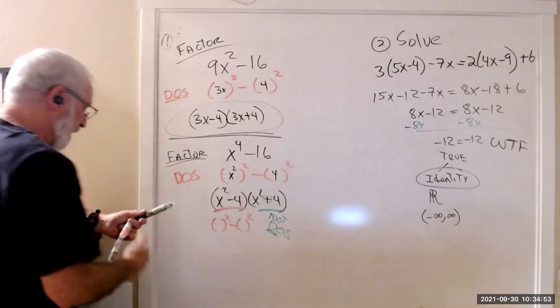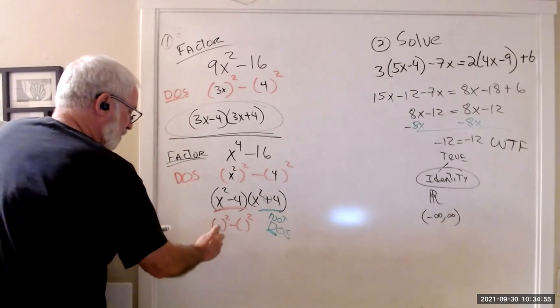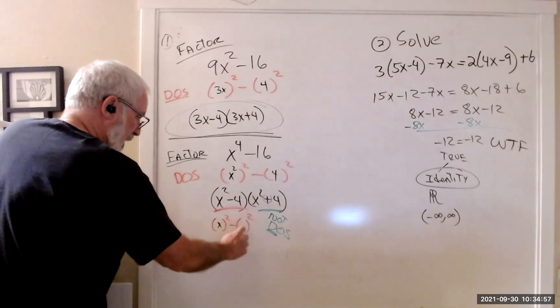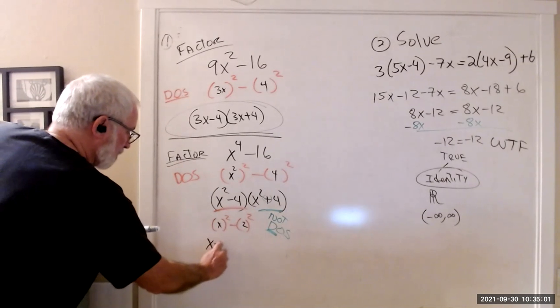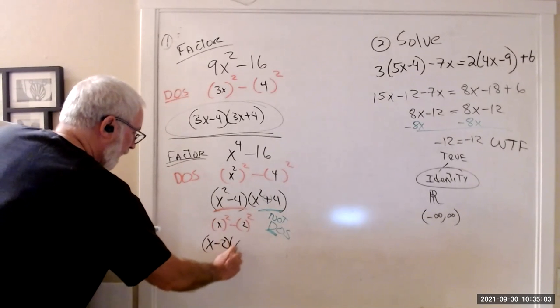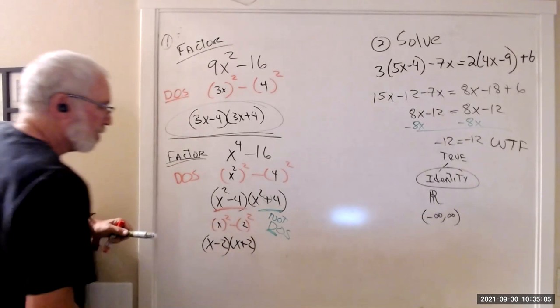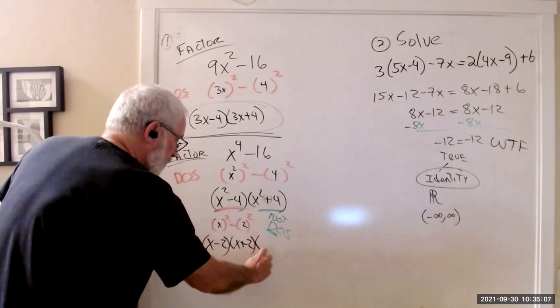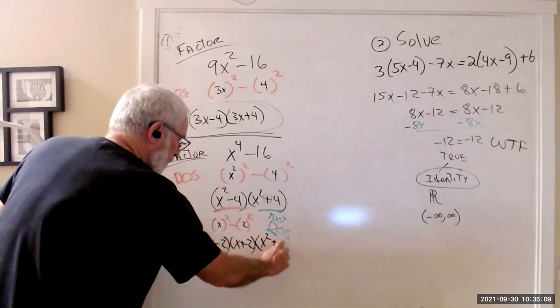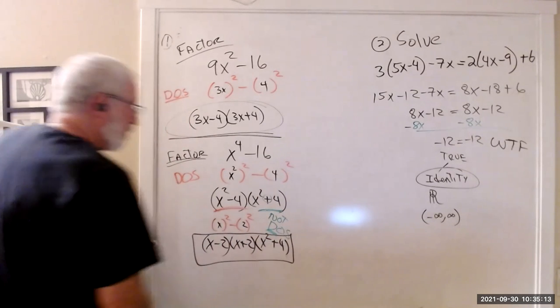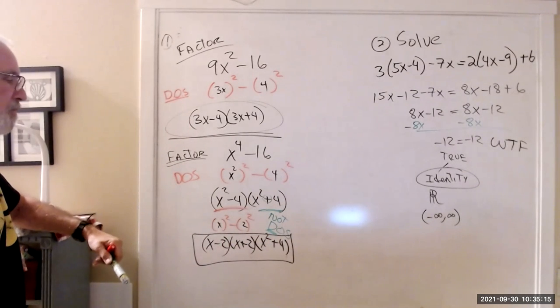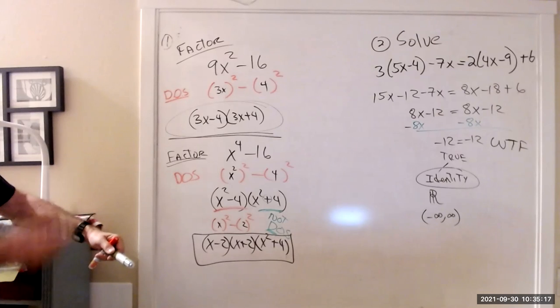But we can keep factoring this. This, remember, becomes x squared, x and 2. So here we go. This becomes x minus 2, x plus 2. And this didn't factor, so it comes down to x squared plus 4. And that would be the answer for this particular problem. It factors more than once.